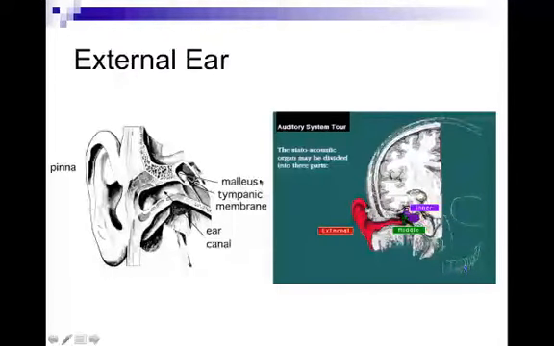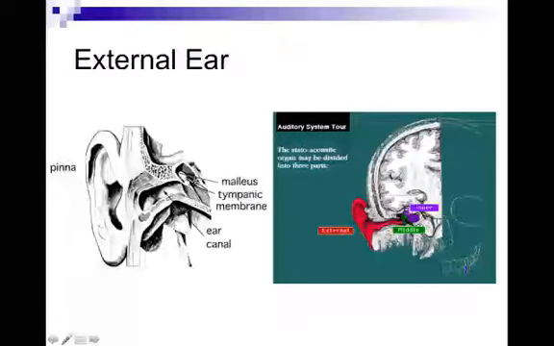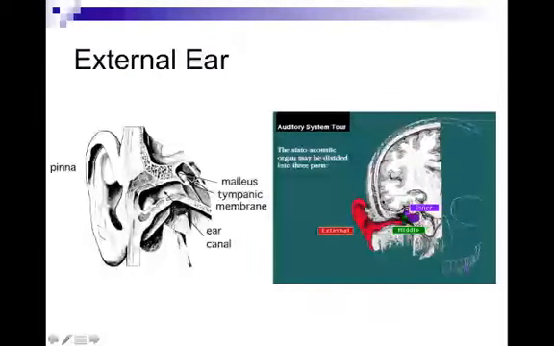Here's another illustration that shows you the external ear and how the information is transmitted from the inner ear via the auditory nerve, and it proceeds superior, or upwards, to the part of the brain, namely the temporal lobe, where the final interpretation of the audio message happens.